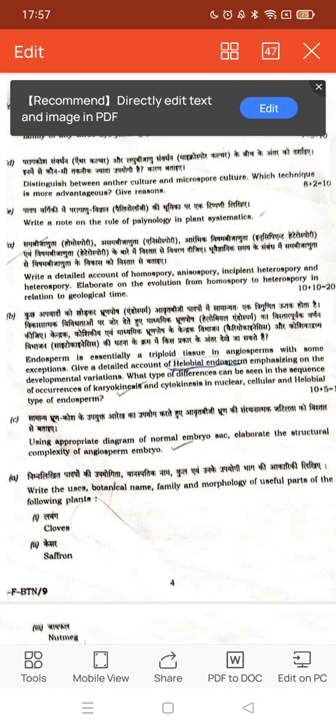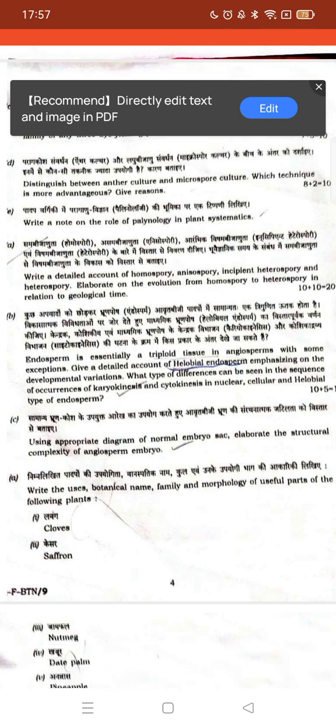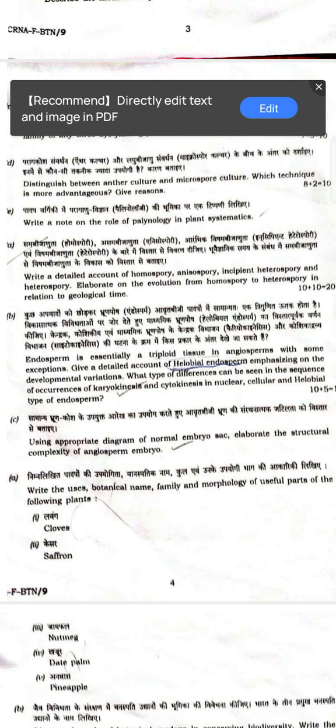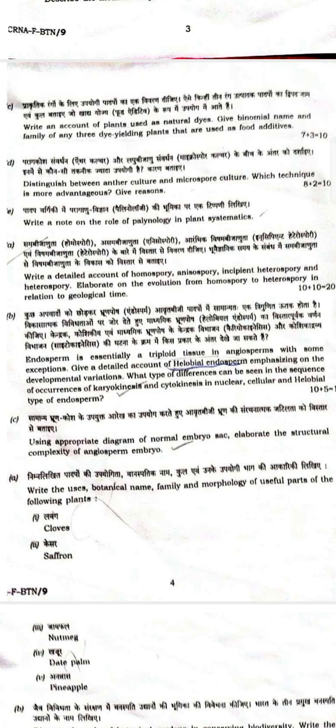Write a detailed account of homospory, anisospory, incipient heterospory and heterospory. Elaborate on the evolution from homospory to heterospory in relation to geological time. This is for 20 marks.